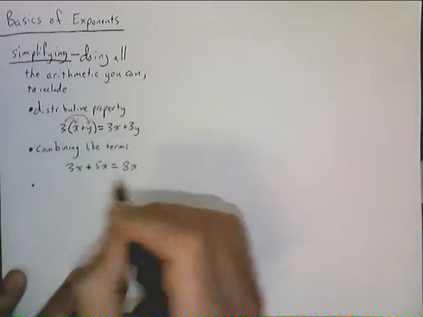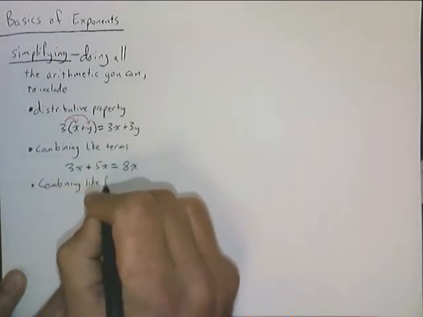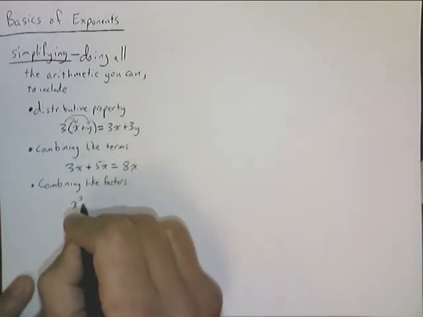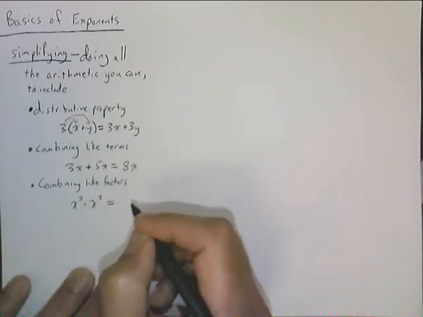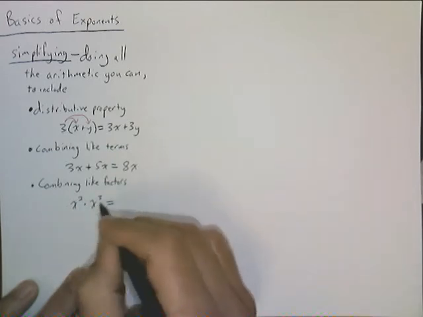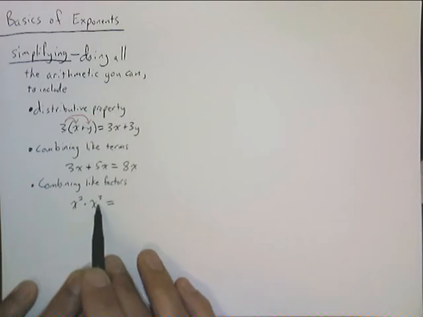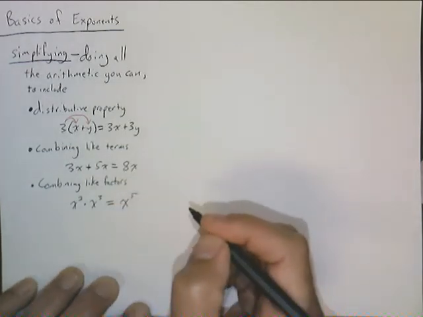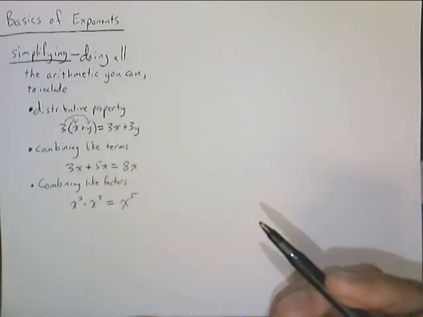And of course, we also have to combine like factors. And what I mean by that is if we had something like x squared times x cubed. Well, we don't know what x squared is because we don't know what x is, and similarly for x cubed. But here we have 2 factors of x multiplied together. Here we have 3 factors of x multiplied together. So all total, we have 5 factors of x multiplied together, where this is x to the 5th. So that's what we are calling simplifying so far.